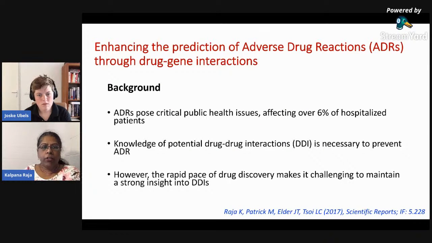So let's recall what the topic is for today. I already said that I'm going to show you how to enhance the predictions of adverse drug events or adverse drug reactions through drug-gene interactions. Adverse drug reactions pose critical public health issues affecting over 6% of hospitalized patients. Knowledge of drug-drug interactions and adverse drug reactions is necessary to give proper treatment to patients. However, it's very challenging because a lot of drug discovery research is going on and a lot of papers are getting published every day.